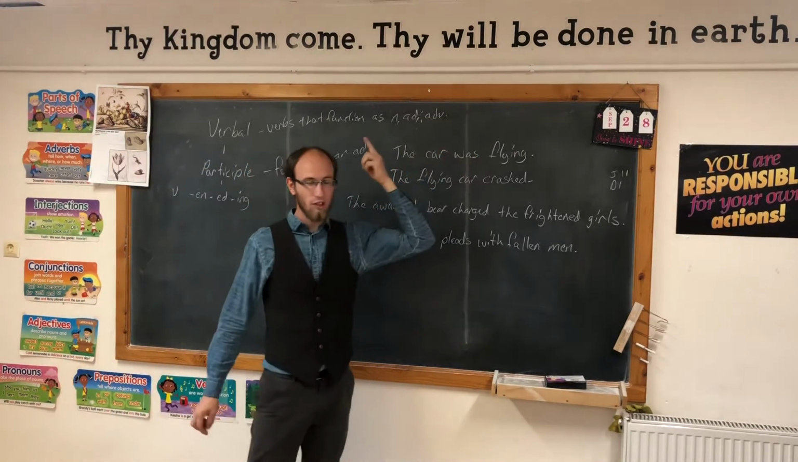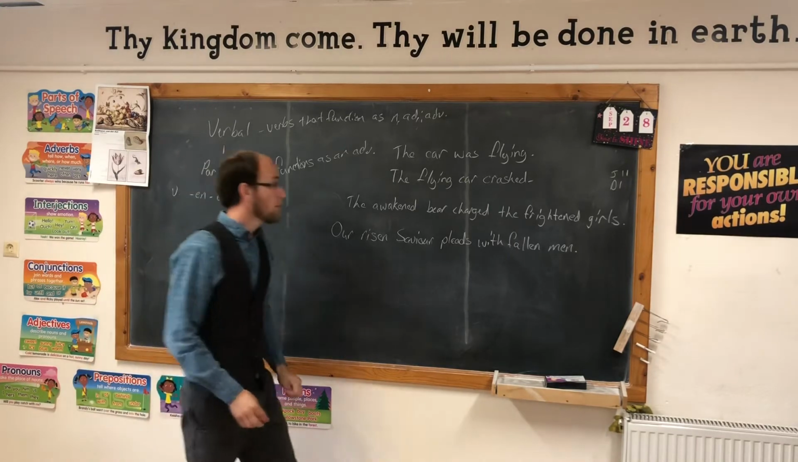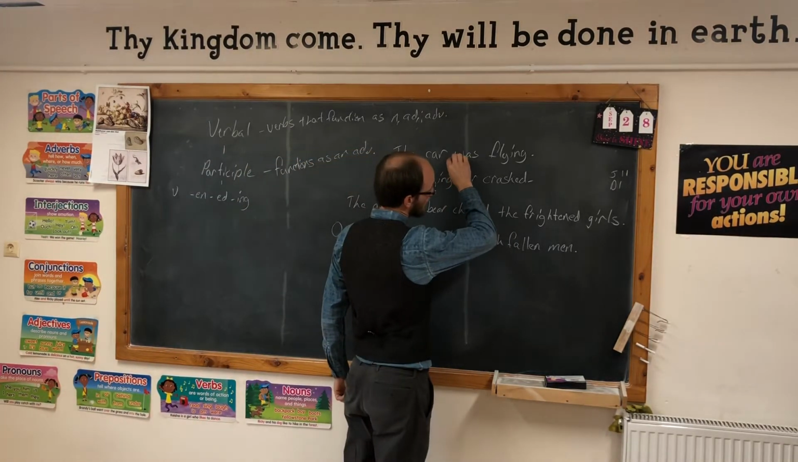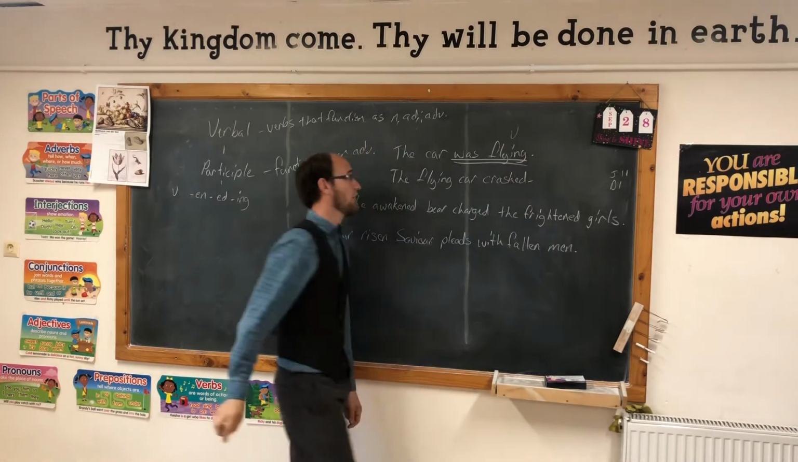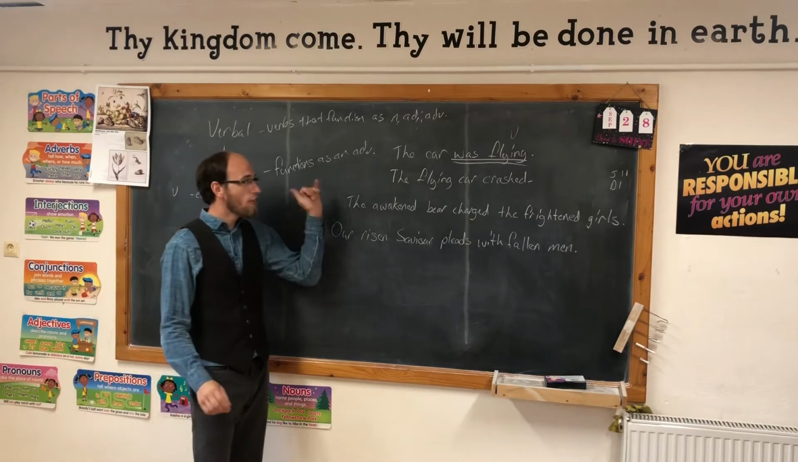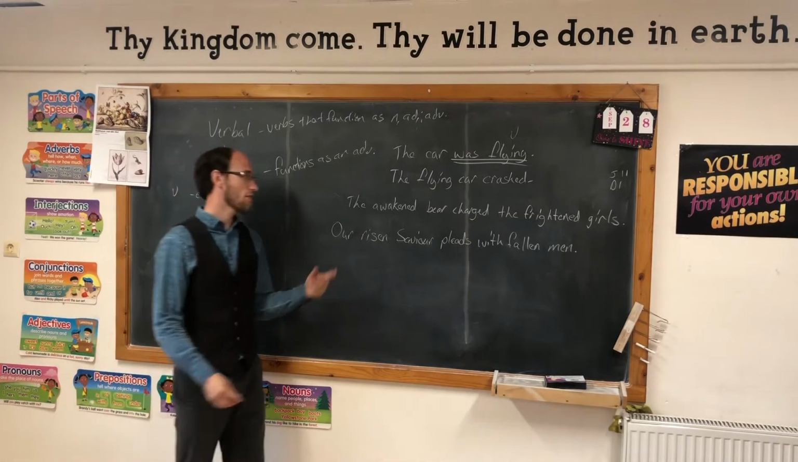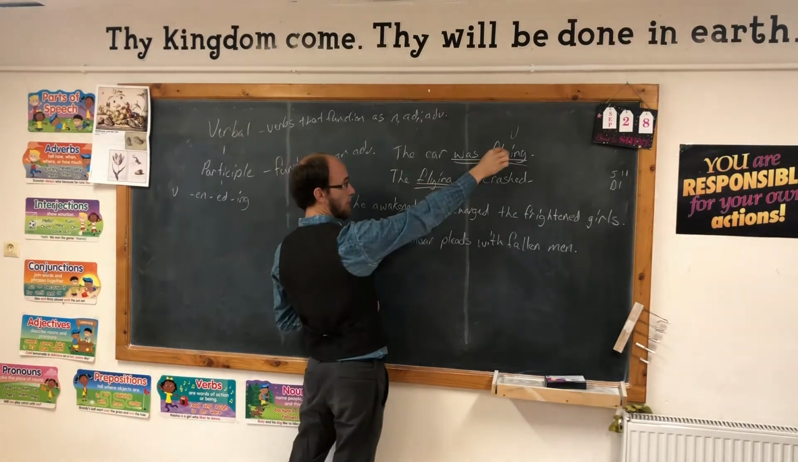The car was flying. What's the verb in that sentence? Was. Good, and more than that? Was flying. The car was flying. And here flying is a good old verb. The car was flying, saying what the car is doing. Let's look at the next sentence. The flying car crashed. Let's look at this word flying. It looks like a verb. Flying. Up here it's a verb.